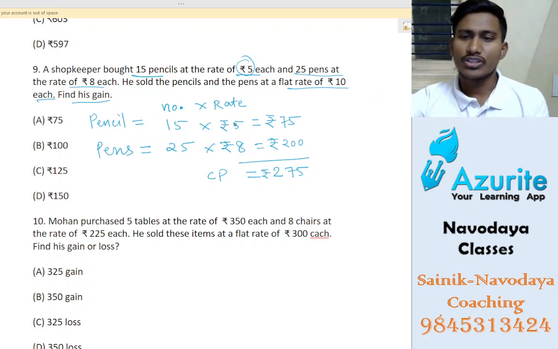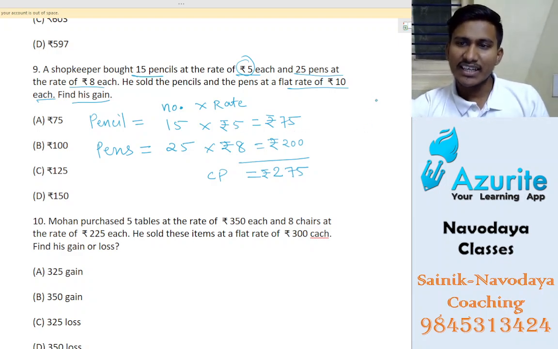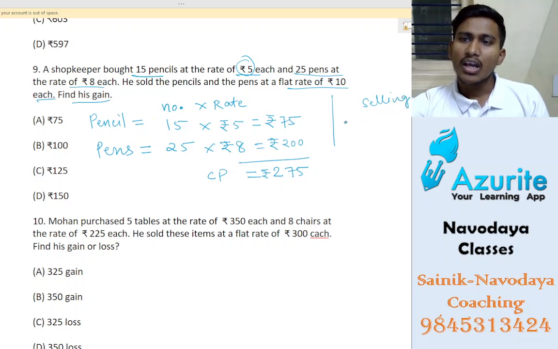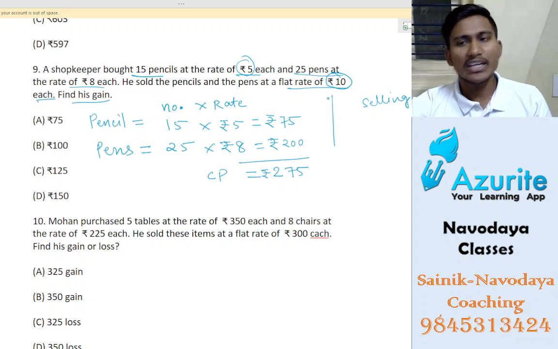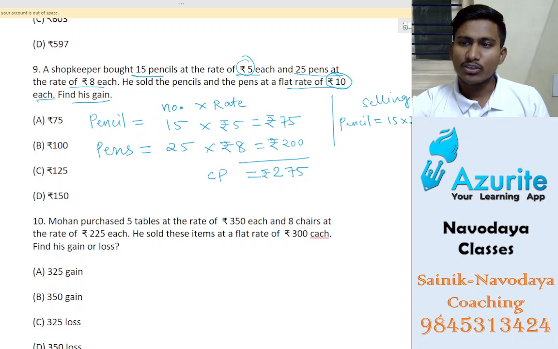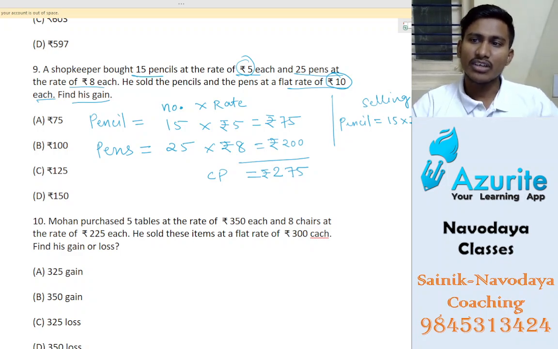Now this is the cost price. Selling, at what rate is he selling? 10 rupees. Each one is selling for 10 rupees. That is pencil also, pen also. So how many pencils? Yes, 15 are there. So 15 into 10 rupees means how much? Sir, answer is 125. 150 rupees. He is selling the pencils for 150 rupees.